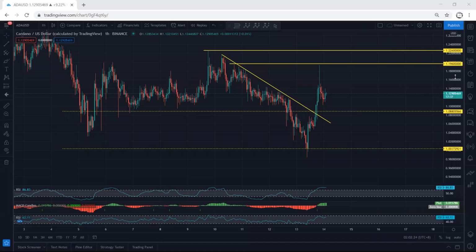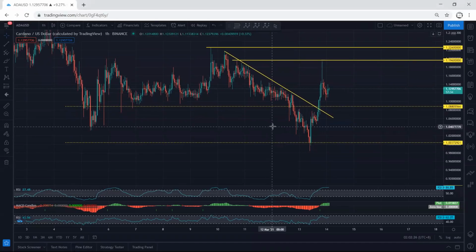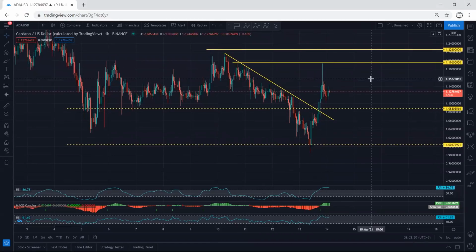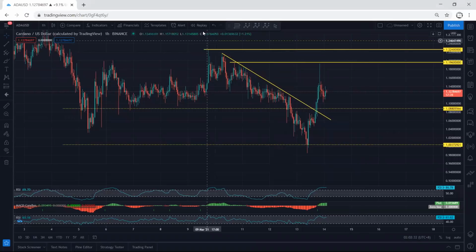ADA, we start with the 1 hour chart. First of all, we refer to our analysis because what we were expecting has happened. Now we get this up move. If we refer to our analysis, since the price was within this move, we put these two lines, the first one at 1.088, and the other one almost at 1.